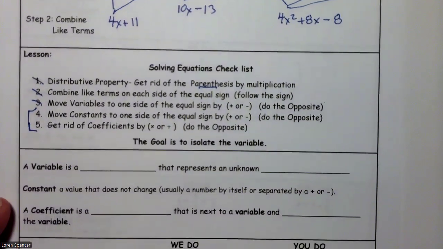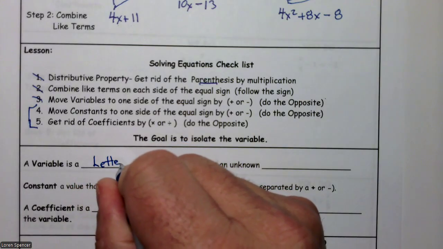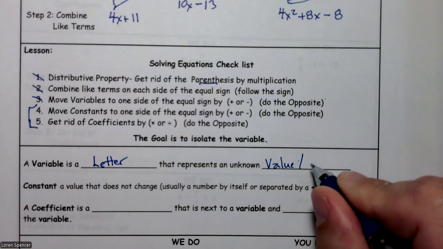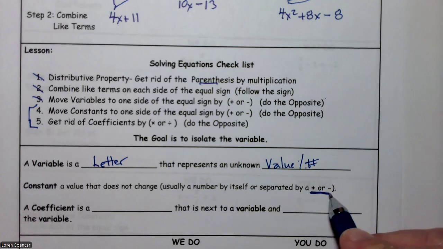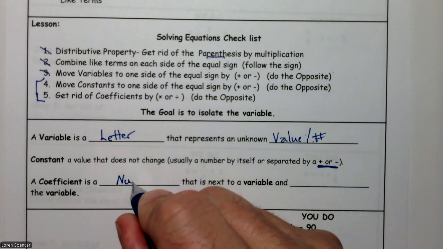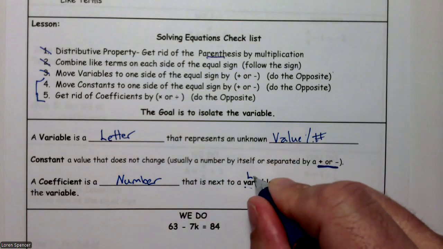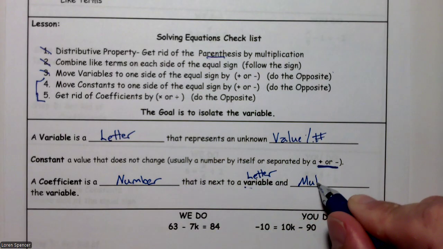So let's review our vocabulary. A variable is a letter that represents an unknown value, or number. A constant is a value that does not change, usually a number, and it's separated by a plus or minus. Please don't forget that. A coefficient is a number that is next to a variable, which, remember, a variable is a letter, and a coefficient multiplies the variable.